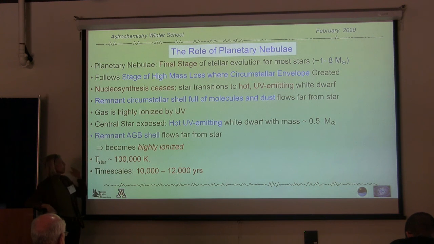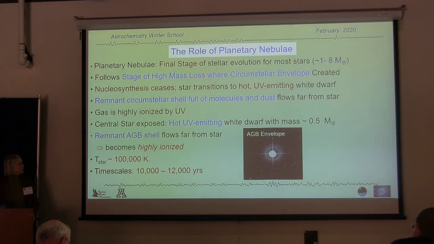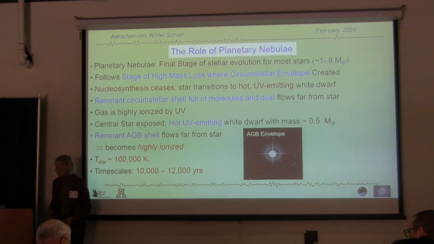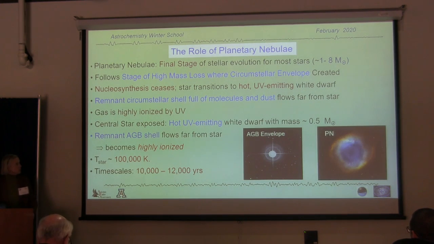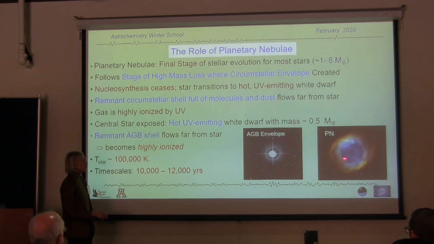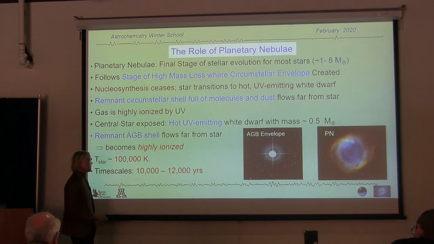It's shed most of its atmosphere, it's emitting a lot of ultraviolet radiation, and this remnant gas from the previous circumstellar envelope phase, the AGB phase, becomes highly ionized. And so you go from a situation where you have an AGB star with its envelope full of molecules and dust to a situation that looks like this, a planetary nebula, where you have a small white dwarf in the center, and the material's flown away, and the ultraviolet from the white dwarf has really ionized a lot of the material.